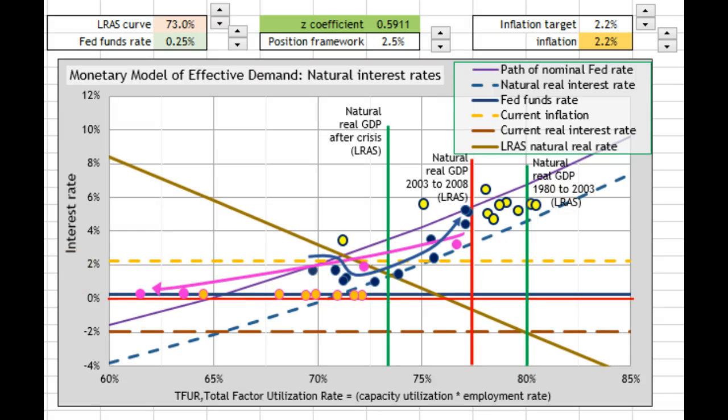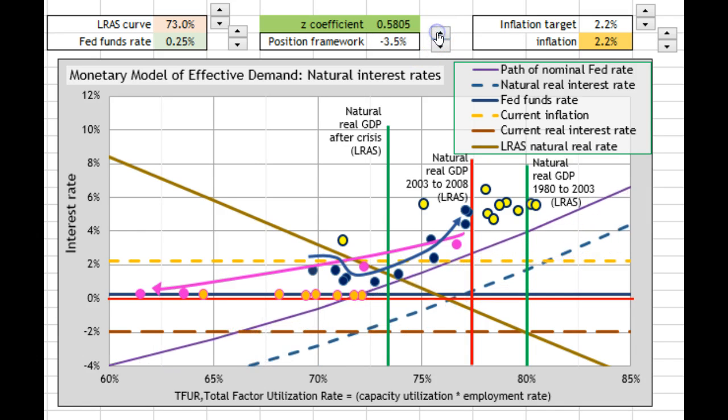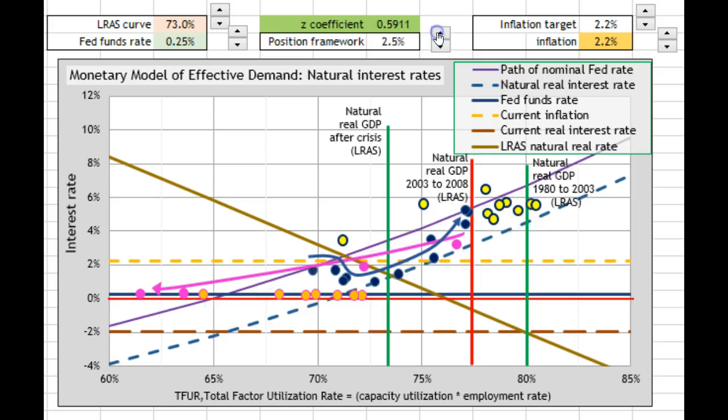Now, Larry Summers is saying that the real interest rate should be negative. So what he's saying is this. Let me go back and draw that up for you again. All I did there was drop the natural real interest rate. You can see this is where I was saying the natural real interest rate should be, at this level of capacity utilization and employment, at around 73%, and about 1.5% natural real interest rate, allowing for a 2% inflation target.